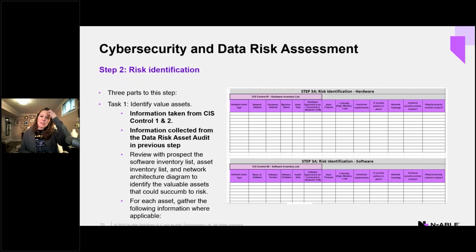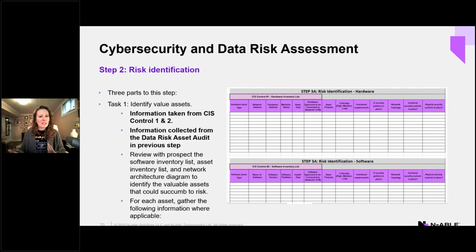Then step 2 is we need to start identifying all of the security risks and the potential threats that could impact the prospect. And so again, we're building on that asset information that we just collected in our data audit. So we now need to look at the rest of the prospect's infrastructure, all of those other assets that are connected into the network, whether that be physically, virtually, remotely, if it's within cloud environments. And we also want to look at all the software applications, all the operating systems, and any other line of business applications that may be in place.